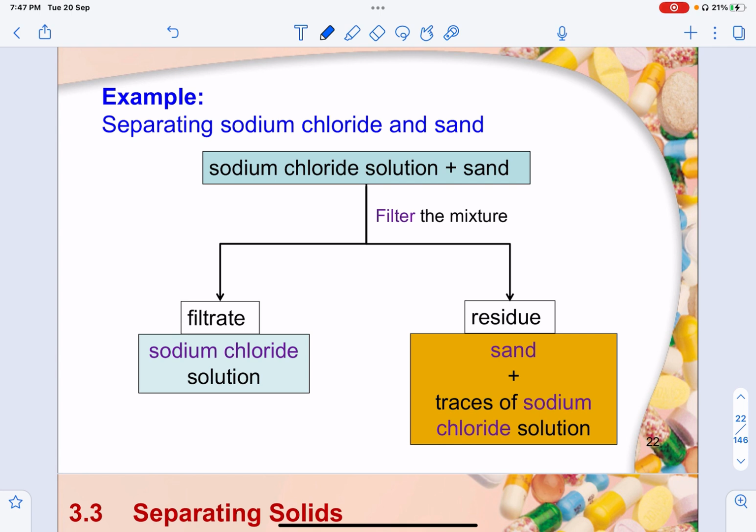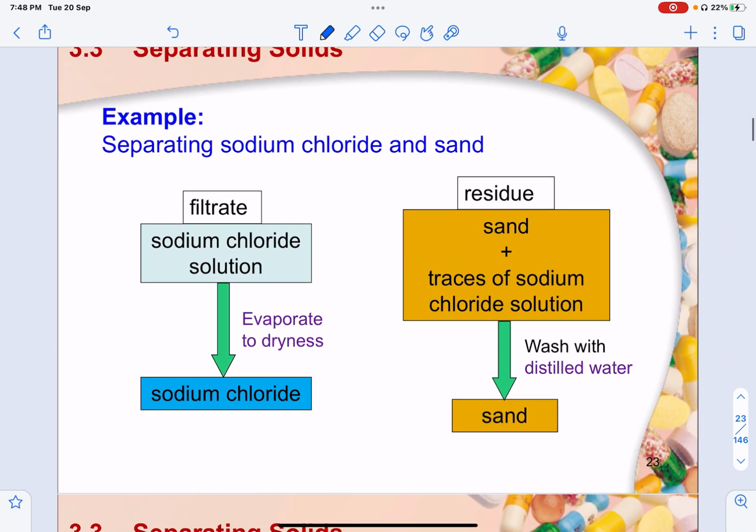Of course, you may have some traces of sodium chloride solution on the residue. Because sand is insoluble in water, you just add more water to dissolve it. The other one is the filtrate, which is the sodium chloride solution. You collect it, and in order to get the sodium chloride back in solid form, you evaporate to dryness. The main key difference here is you want to get it into the solid form, so you just remove the water. Then, of course, adding distilled water just removes any traces of impurities, and then you will be able to obtain it.